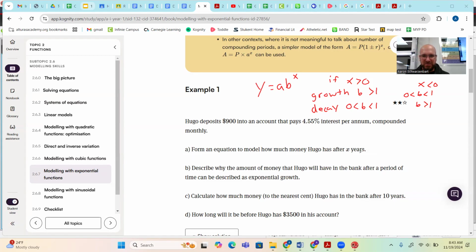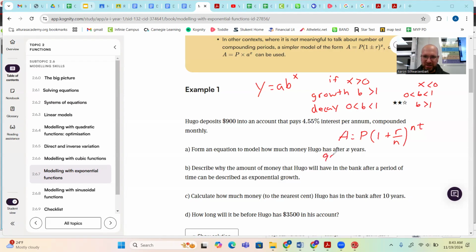So form an equation to model this. Hugo deposits $900 into an account with 4.5% interest annually. Per annum means just the interest rate. The annual interest rate compounded per month. If you do the monthly interest rate, it's actually just this. So your general formula looks like this. And we talked about that at some point. If they want the monthly interest rate, it's just the r over n.